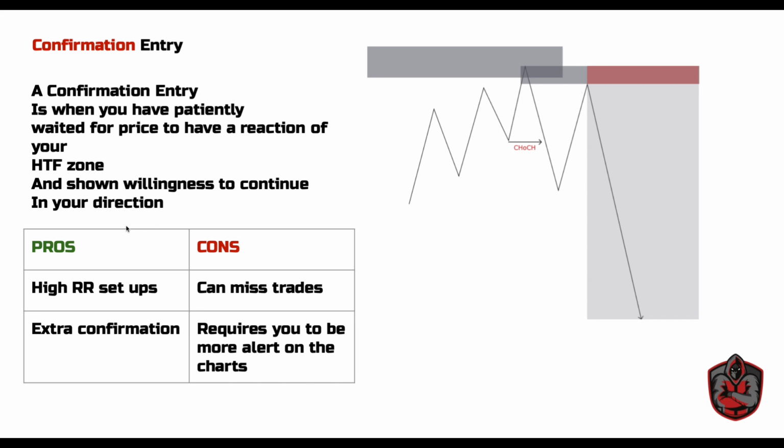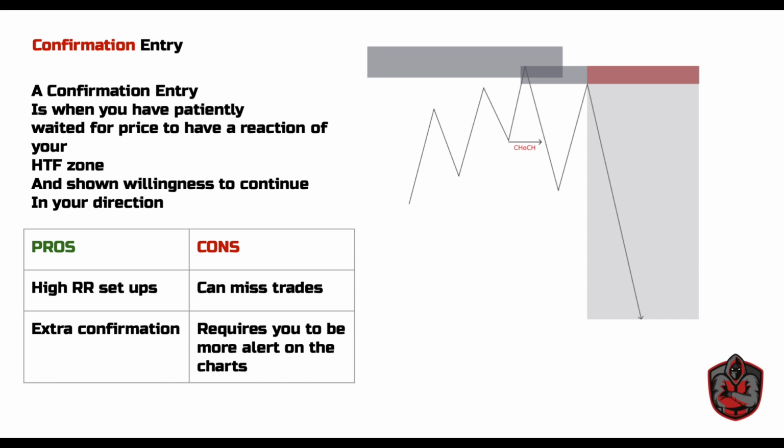The pro of this is that you'll get a high risk to reward setup, and it's just an extra confirmation. Okay, now the cons of this: you can miss trades, and you can miss your trades for multiple reasons. It could be you were asleep whilst price rejected and mitigated the new area.